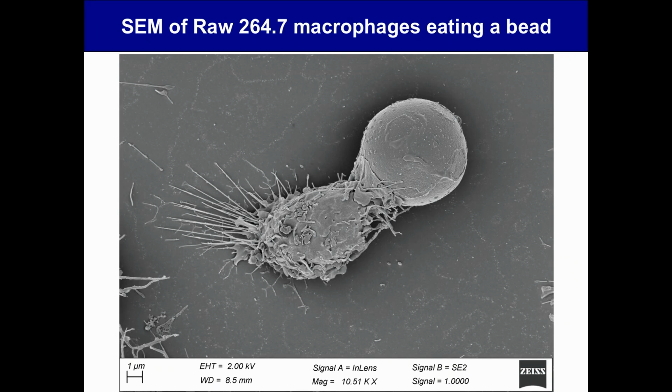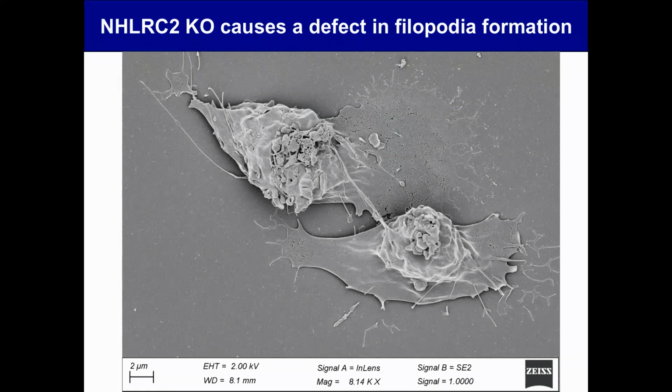And then, here's another wild-type cell trying to engulf this gigantic bead. But if you knock out NHLRC2, you can see that while you can occasionally find filopodia, for the most part, these cells are completely devoid of those surface actin structures, these projections. And in fact, they also have this interesting lack of cortical actin organization, which results in the plasma membrane kind of spilling across the surface of the plate here.